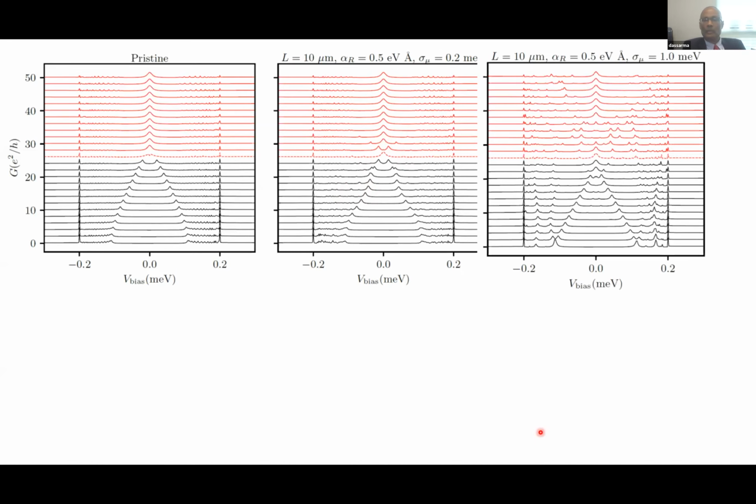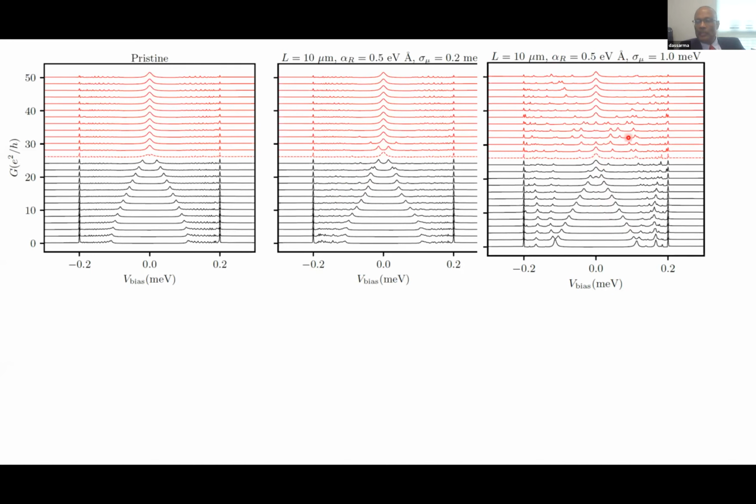Okay, but this is now disorder equal to the chemical potential. Now you can see there is some problem. So you still see some peak, but then the peak goes away, then it comes back. So if you're stuck in this region, you're not going to see it.